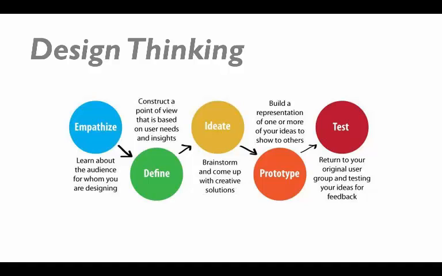So when we look at this, we have these 5 main steps. The first one is to empathize, and just going left to right, we need to empathize with the person or people for whom you're designing. So this describes it as the audience. So again, it goes back to that idea that architecture is for people. And then we're going to construct a point of view that's based on user needs and insights.